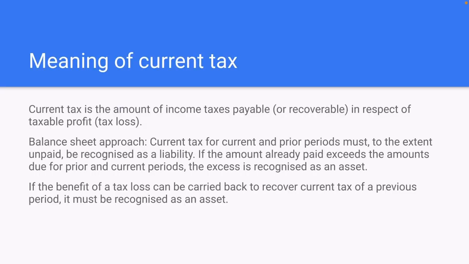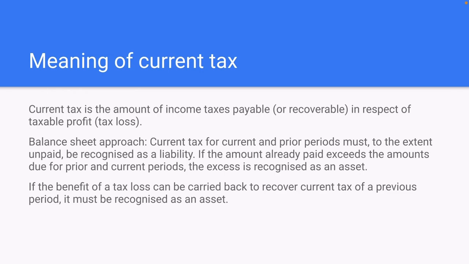So the next point is to talk about the meaning of current tax, and this definition is pulled from IAS 12. IAS 12 says that current tax is the amount of income taxes payable in respect of taxable profits or income taxes recoverable in respect of tax loss. So when you've got taxes to pay to the tax authorities and it's an income tax, that's a tax payable, which you typically record as a current tax expense from a P&L perspective, or a current tax liability if you're looking at the balance sheet.